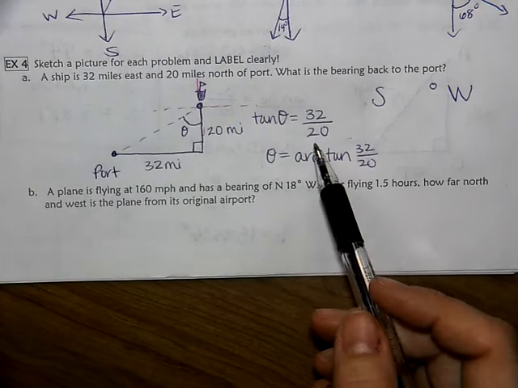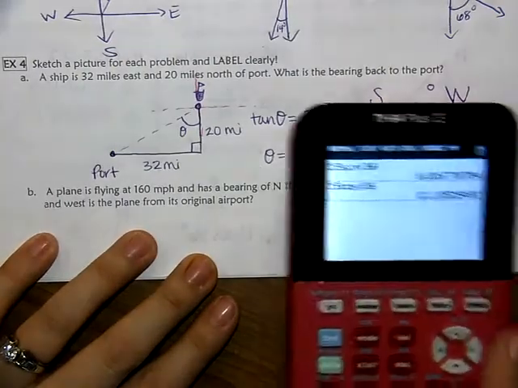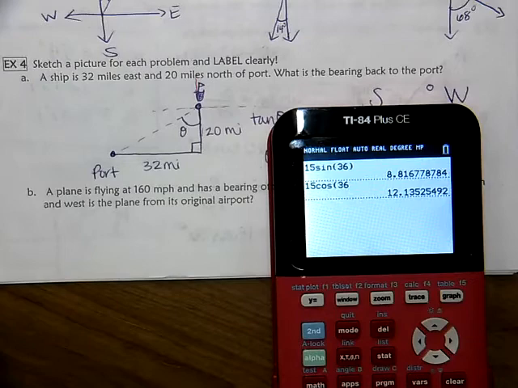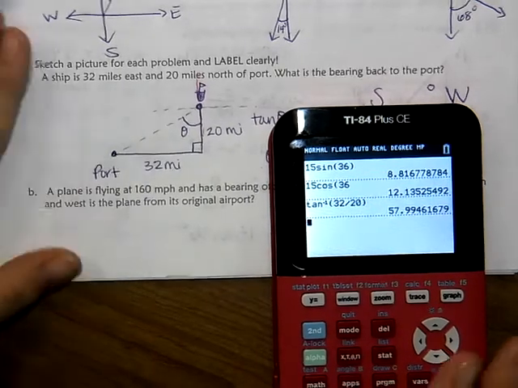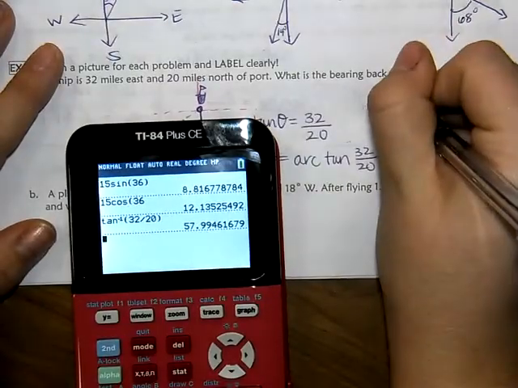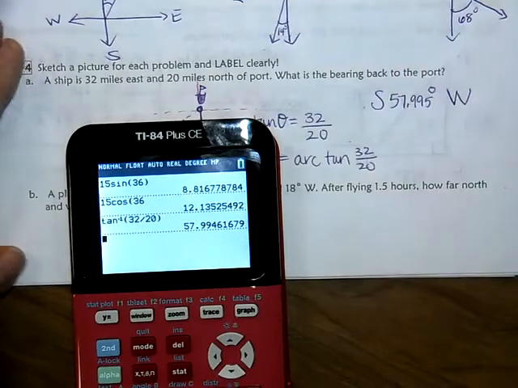We're looking for a degree measure, so we want to be in degree mode. Keep in mind that we're looking for an angle, so we have to use the inverse key on the calculator. So second tangent, 32 divided by 20, 57.995. And that's my angle. Okay, that's my bearing. So I'm going south, 57.995 degrees west.